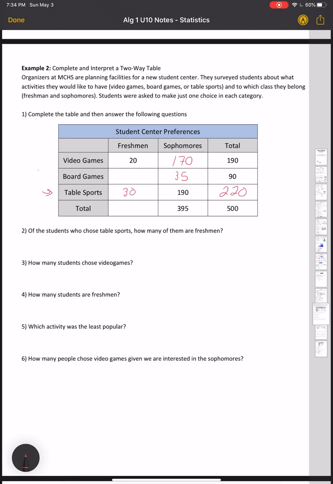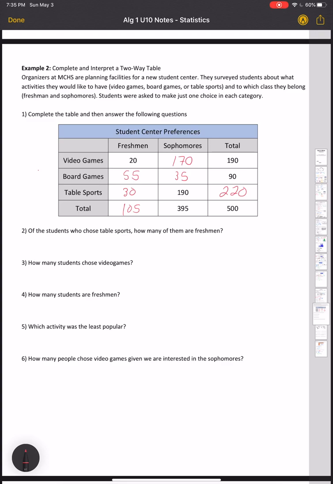That leaves 30 freshmen. If I look at the total row, there's 500 total students, but there's 395 sophomores, which means there's 105 freshmen. And then if I work backwards with the 105 freshmen and take away the 30 for table sports and the 20 for video games, that means that 55 wanted board games. So that's kind of how you fill out the two-way table. A lot of adding and subtracting.